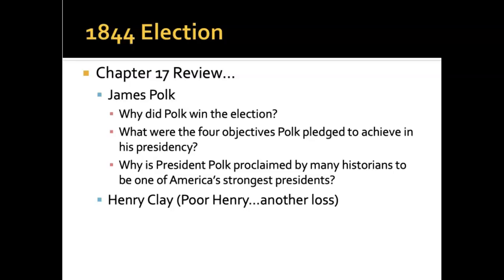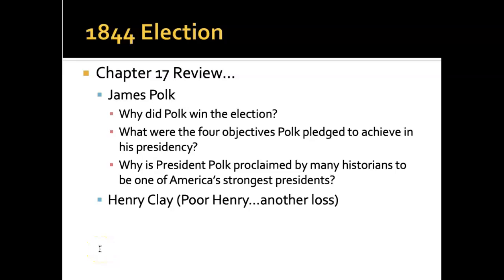The 3rd and 4th points had to do with acquiring land. He wanted to acquire California and settle the Oregon dispute. So he wants to reoccupy all of Oregon, as promised by Democrats in 1844. 54-40 was the latitude line of the Oregon Territory, so he runs on this 54-40 slogan. But he is going to have to compromise. He doesn't get the entire land he wants, but it's still good.